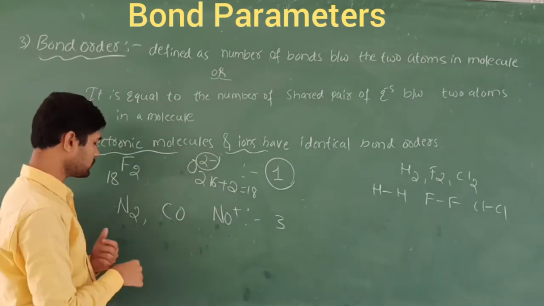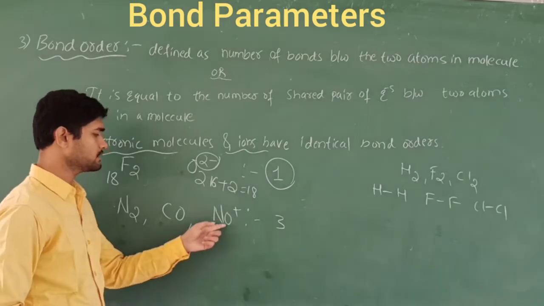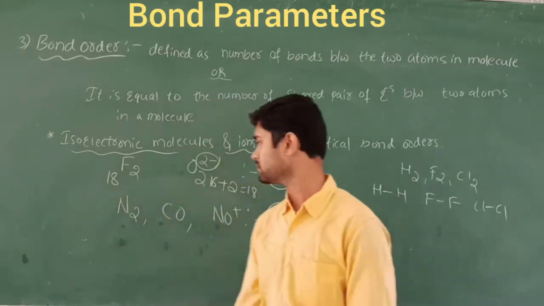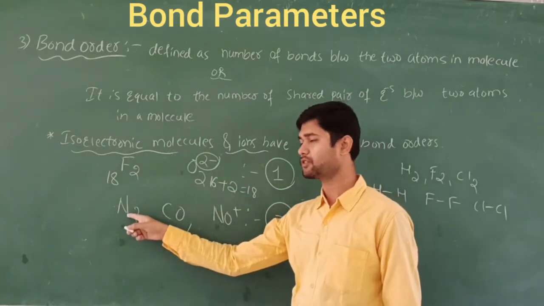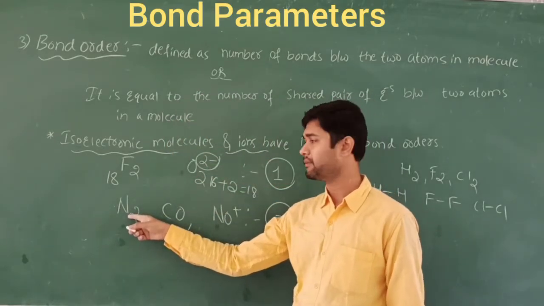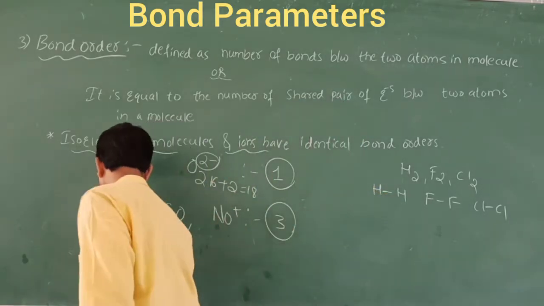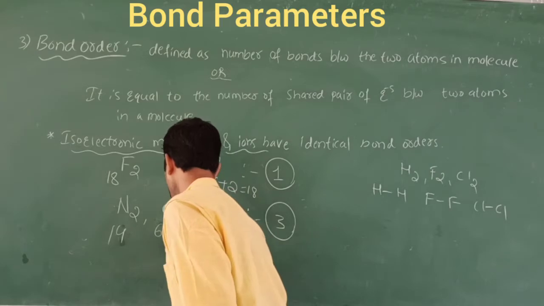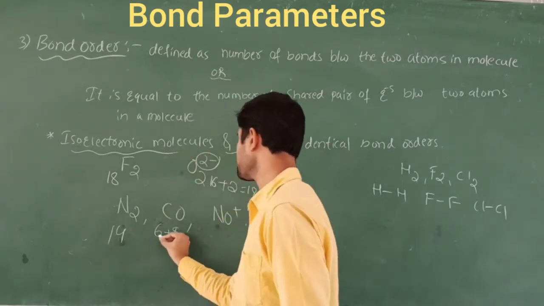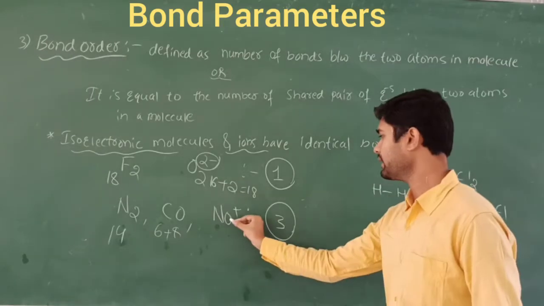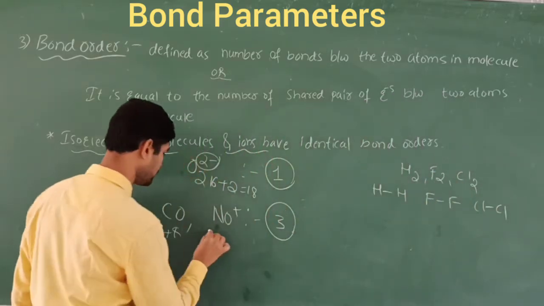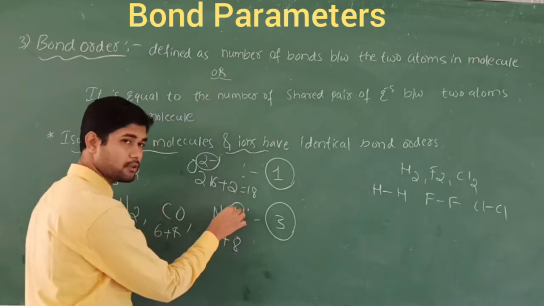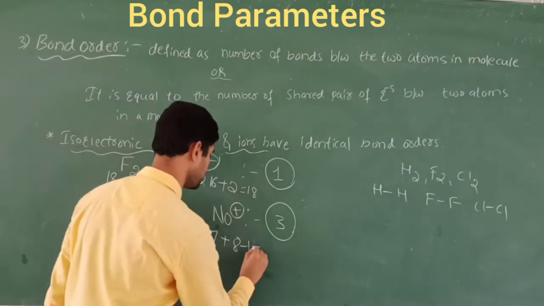Similarly, for nitrogen, carbon monoxide and NO plus, what happens here? The bond order is 3. How? Let's take nitrogen, atomic number 7, so two nitrogens give 14. For carbon it is 6, and oxygen 8, so 6 plus 8 gives 14 electrons. And here nitrogen 7 plus oxygen 8, minus 1 for the positive charge, gives 14.